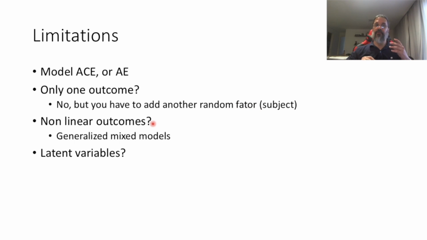I also use a linear model, but you can use generalized mixed models that deal with different distributions like binary, ordinal, and so on. And finally, as far as I know, if you have both observed and latent variables as independent variables, there is not a solution yet for mixed models. This is a real limitation, and thank you.